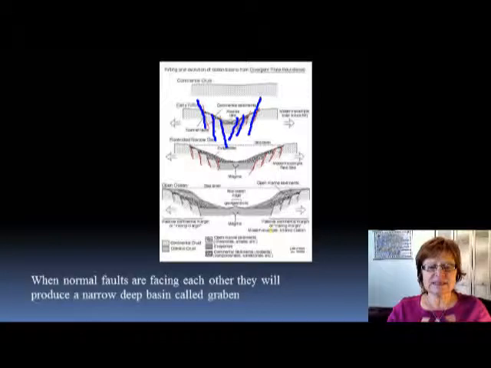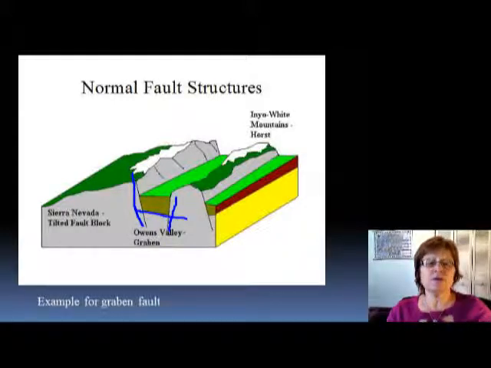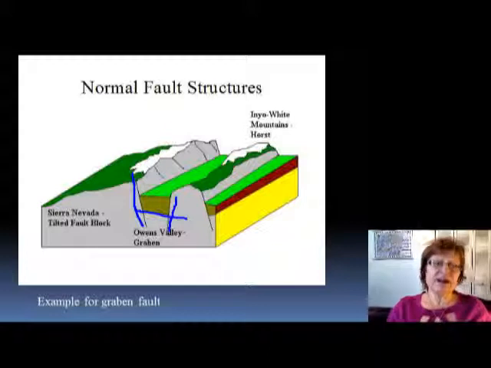And I have on this slide a very typical graben, which is in the Sierra Nevada. This is the Owens Valley graben right here. You can see it's two normal faults facing each other. It's a typical graben. So this is very characteristic in the western US.